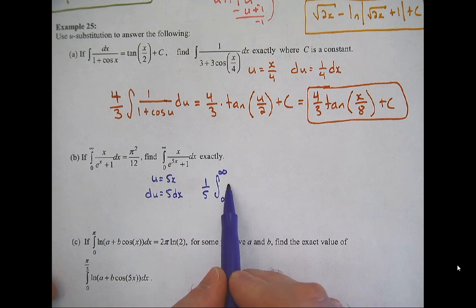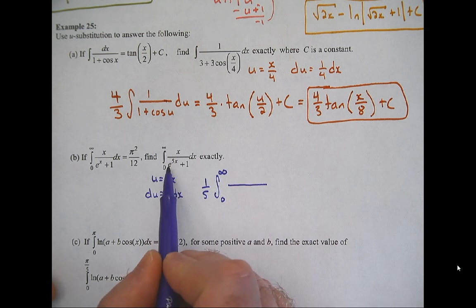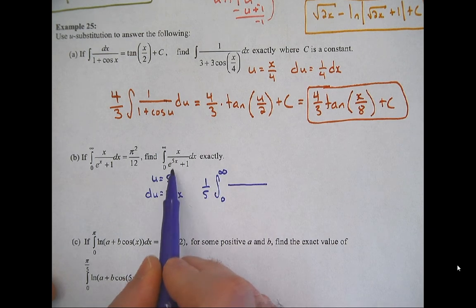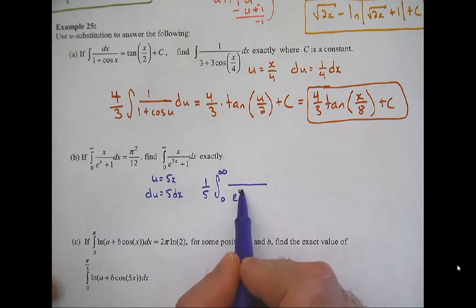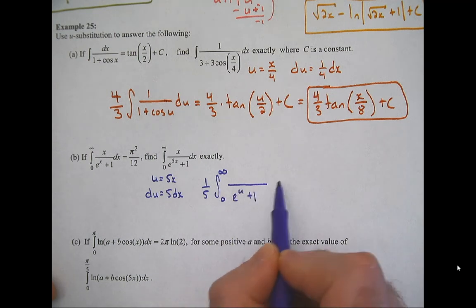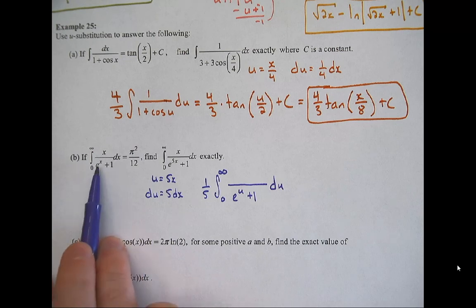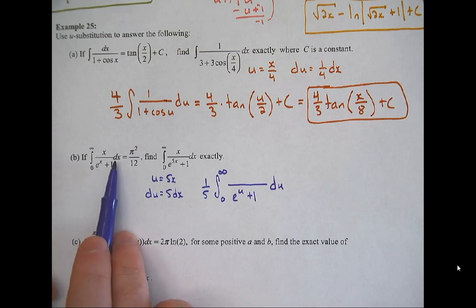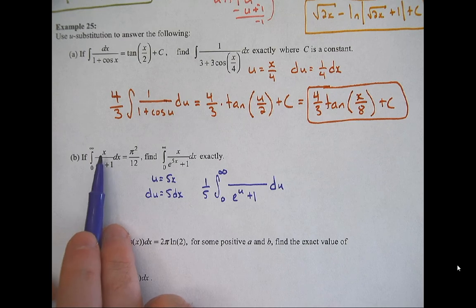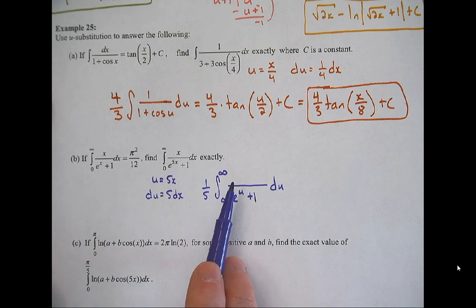Well, actually, let's go to the denominator next. So this becomes e to the 5x. Well, we said 5x was u, so I got e to the u plus 1, and I already built the du. So look, we're close. We got e to the u plus 1 du instead of x's. But this is now an x. I don't want it to be an x. I need it to be a u.